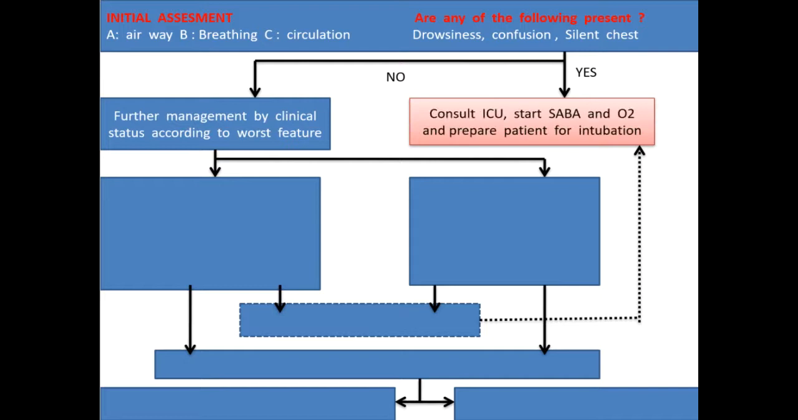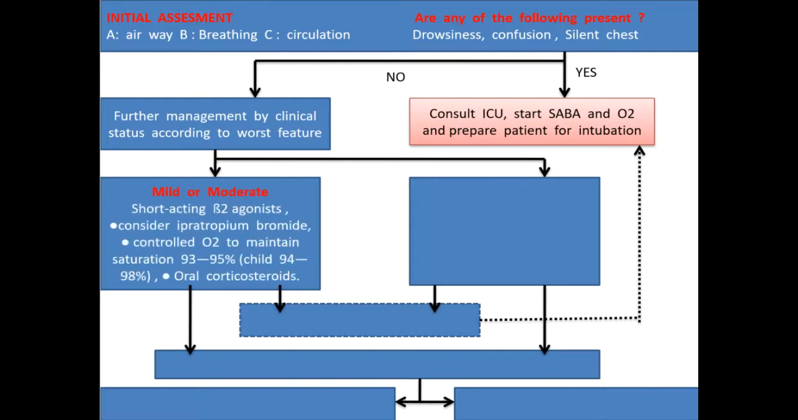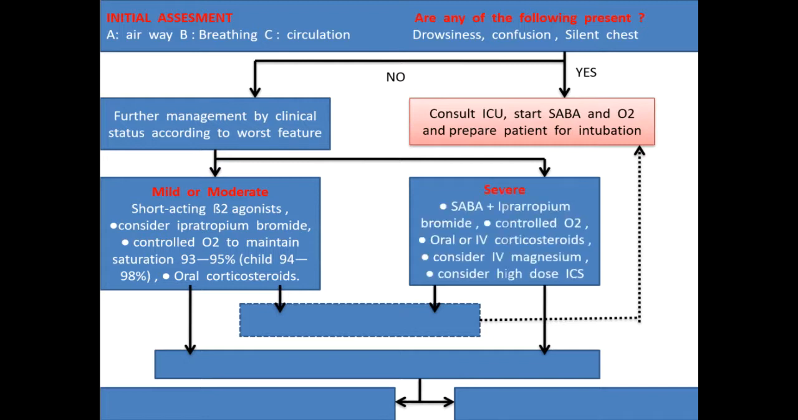Consult ICU, start SABA and O2, and prepare patient for intubation. Mild or moderate: short-acting beta2 agonists, consider ipratropium bromide, controlled O2 to maintain saturation at 93-95%, child 94-98%, oral corticosteroids. Severe: SABA plus ipratropium bromide, controlled O2, oral or IV corticosteroids.